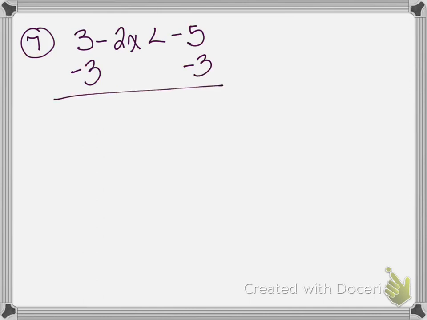So I have 3 minus 2x is less than negative 5. Okay, I've got to isolate that x, so I'm going to subtract 3 from both sides. When I subtract 3 from both sides, sometimes students lose that negative. They don't want to deal with the negative, and so they end up dropping it. Okay, so be careful not to drop that negative. Okay, my 3 and my negative 3 cancel. I'm left with negative 2x is less than negative 8.